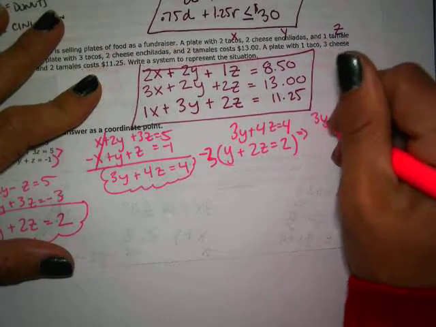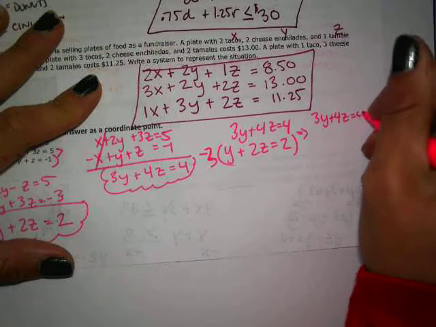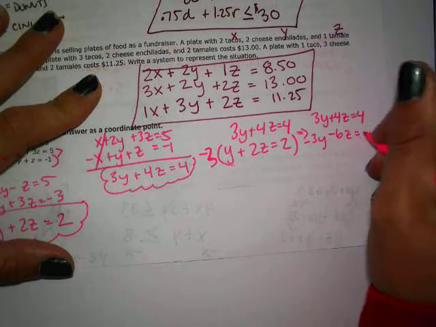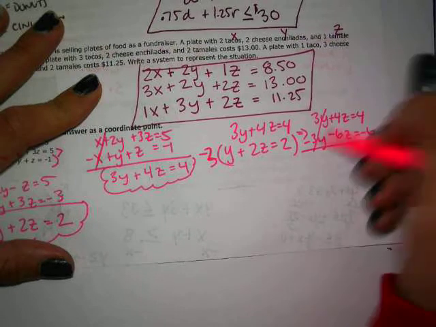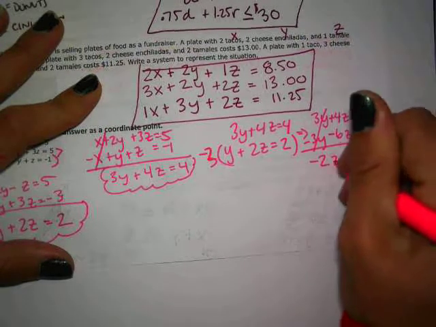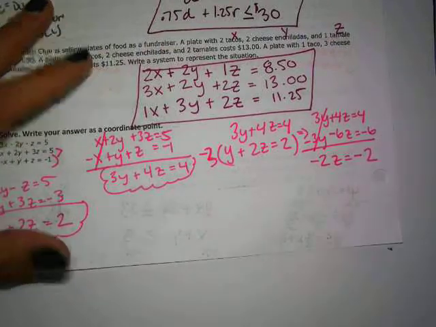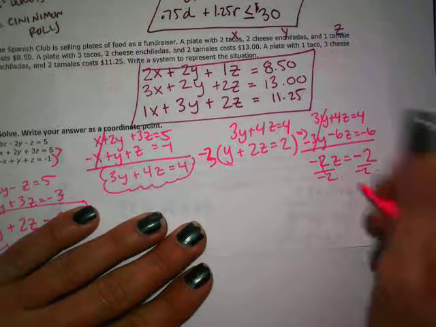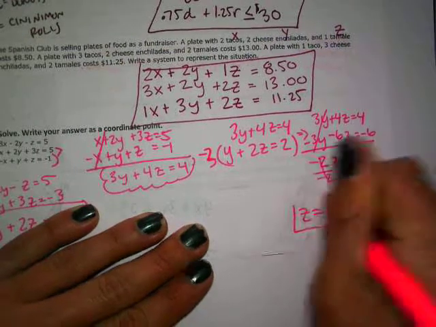Alright, so 3y plus 4z equals 4. Negative 3y. Y's cancel. Negative 2z equals negative 2. Divide by negative 2, divide by negative 2. So z equals 1.